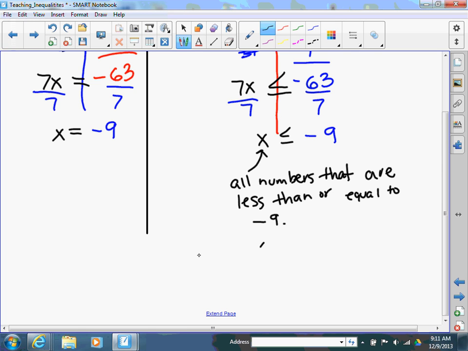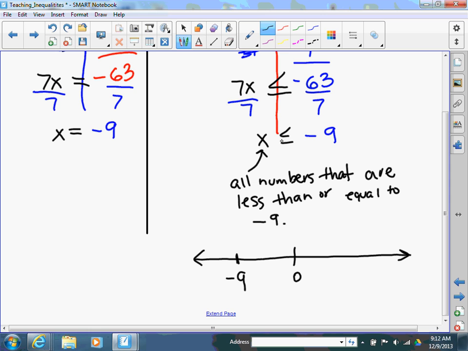Okay, go down here beneath this one, and I want you to draw a little number line down here. We're going to actually shade or graph this inequality. Okay? All right, let's go here and put 0. Let's just skip some space and go over here and put negative 9. All numbers that are less than or equal to negative 9.